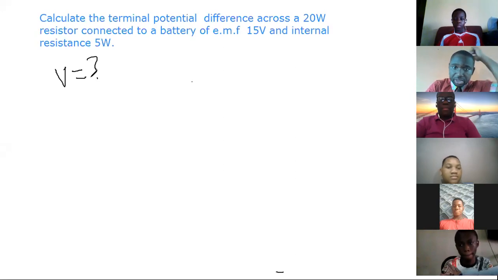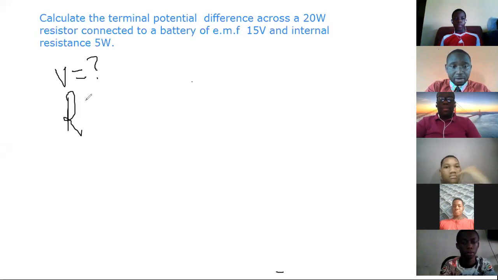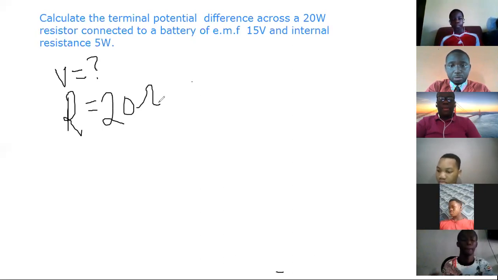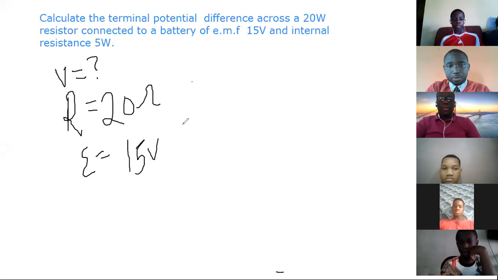Calculate the terminal potential difference across a 20 ohm resistor. That's a resistor. Actually, it's meant to be 20 ohms. So we have big R equals 20 ohms. Now, connect the battery of EMF 15 volts and internal resistance. Internal resistance is small r. Internal resistance is 5 ohms.